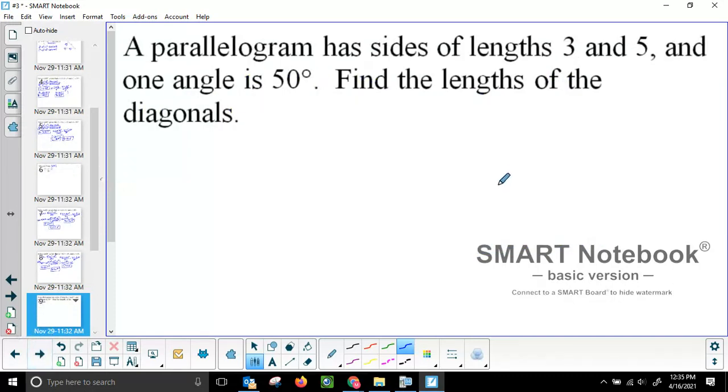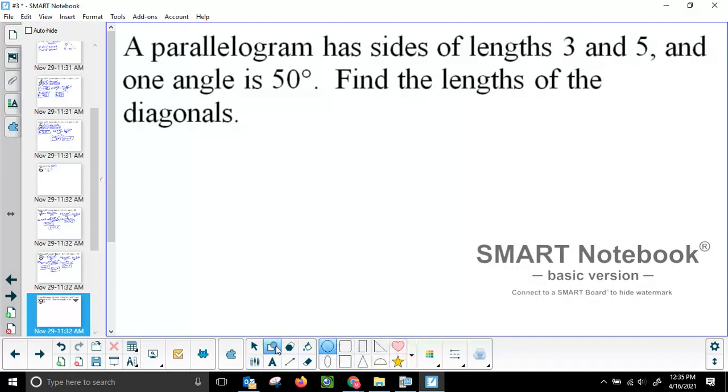Okay, so now we'll look into some other types of problems. Instead of just the straightforward ones, we'll look into some word problems here. So we have a parallelogram that has sides of lengths 3 and 5, and one angle is 50 degrees. Find the lengths of the diagonals.